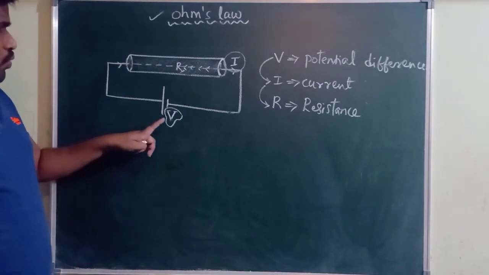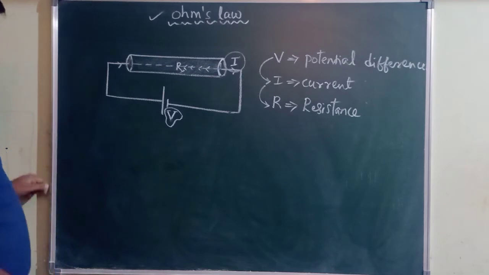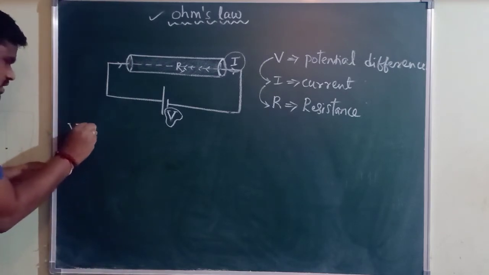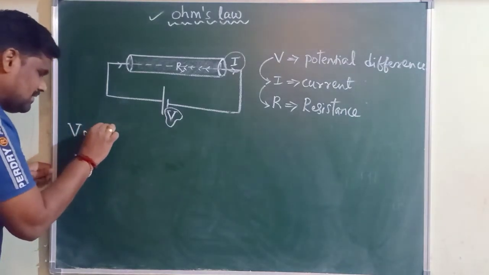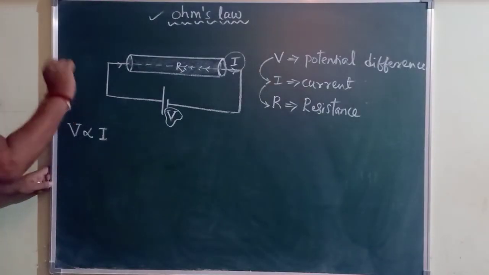In general, voltage V and current I are proportional to each other. Therefore, I can write V is directly proportional to what? I. V is directly proportional to I. So this is called Ohm's law.